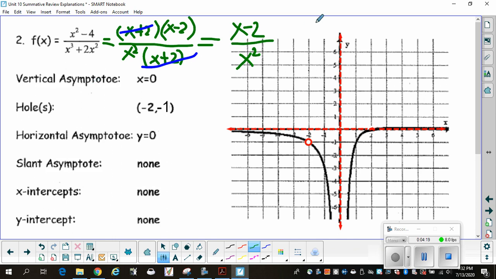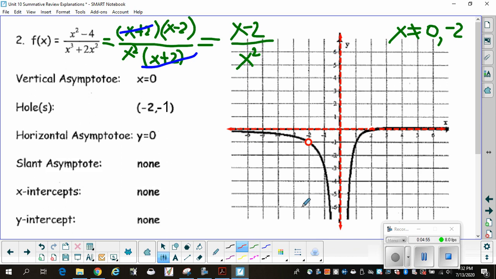Vertical asymptote, well, remember you have to take, before you cancel it, you say that x cannot equal 0 because 0 would cause it to be undefined, and x can also not equal -2. So I put a -2 in here, this factor is 0. Now, the vertical asymptote occurs any place that was not canceled out. So that's my x equals 0. The hole occurs any place where something is canceled out.